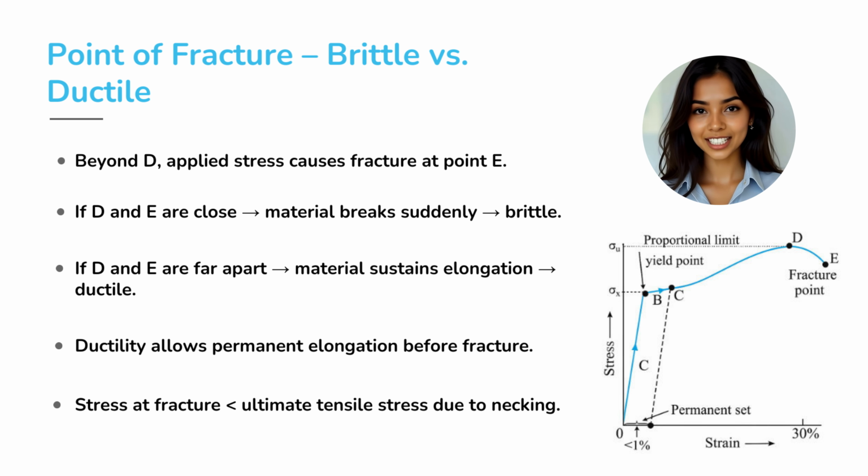Glass is a classic example. If D and E are far apart, the material stretches a lot before breaking, that's ductile. Think of copper wires or aluminum foils, they can stretch and bend without breaking easily. So, the distance between D and E is like a personality test of the material, brittle or ductile.